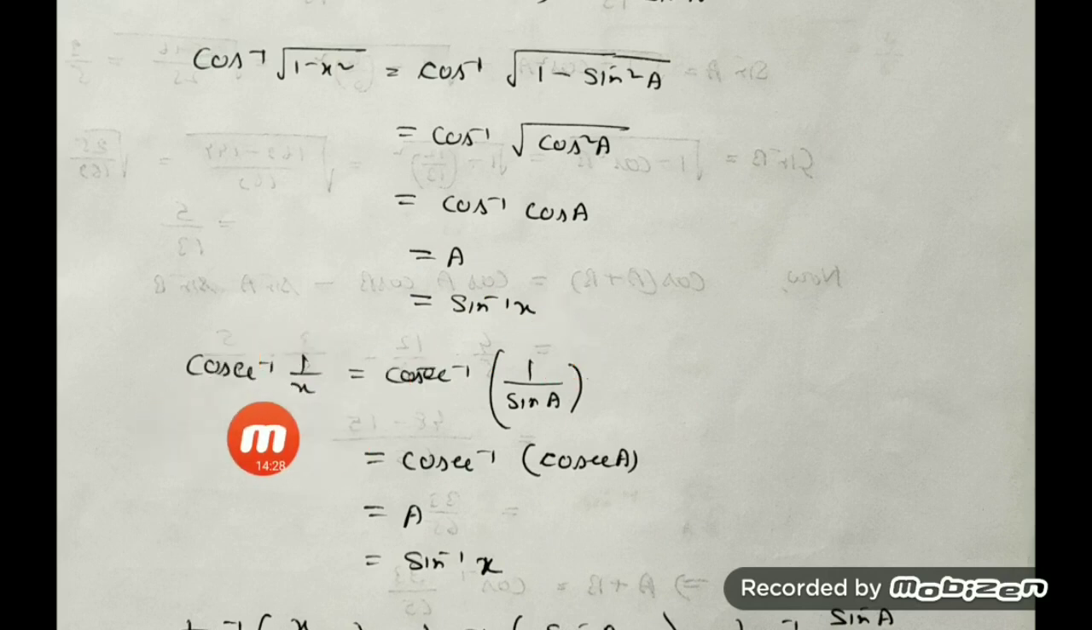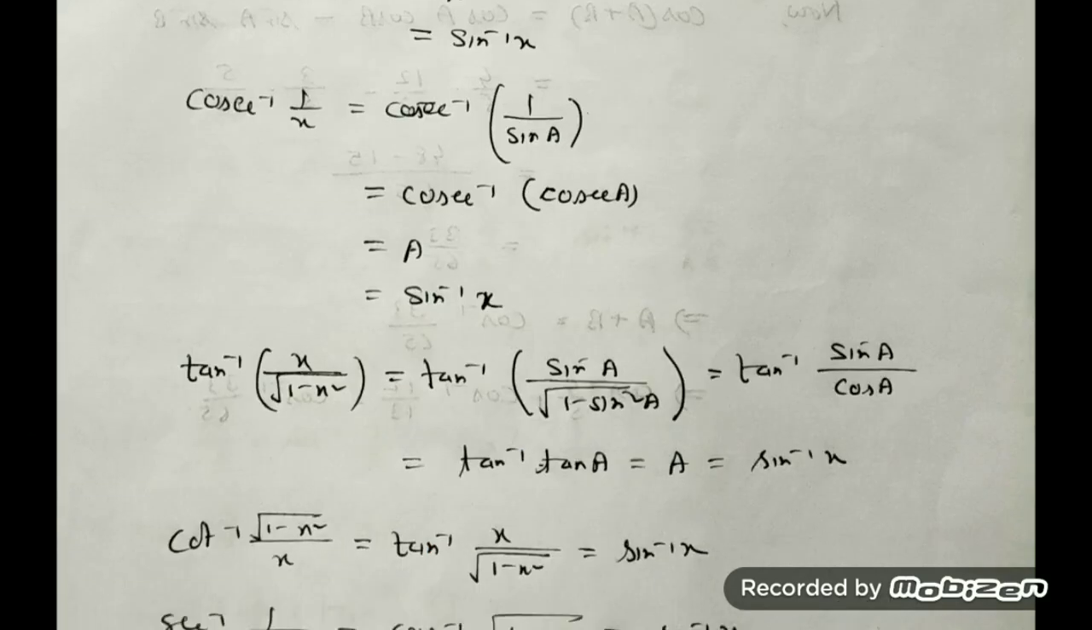Similarly, cosec inverse. Cosec inverse of 1 by x. Cosec inverse means what? Cosec inverse of 1 by sin A. X means sin A, right? And 1 by sin A means cosec A. Cosec inverse of cosec A is equal to what? A. A means sin inverse of x, right? So we have done two parts.